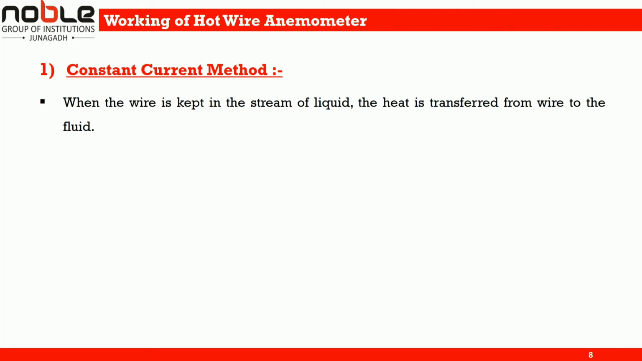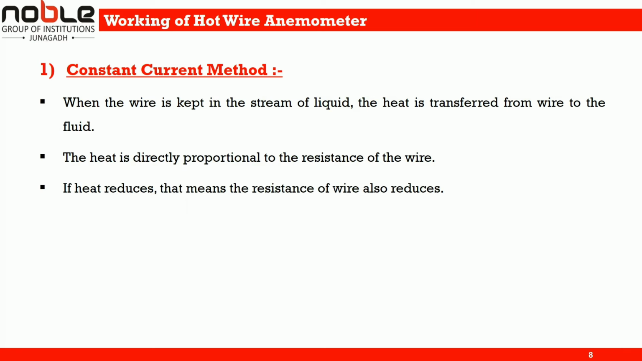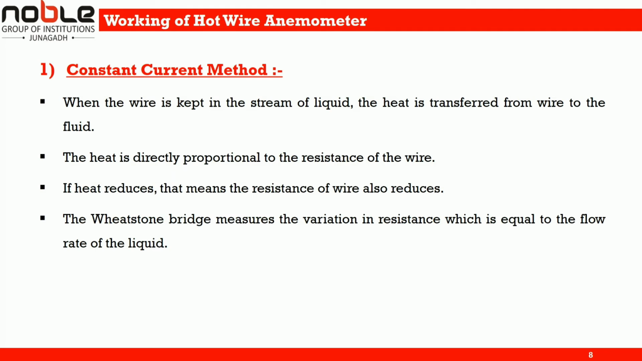So when the wire is kept in the stream of liquid, heat is transferred from the wire to the fluid. The heat is directly proportional to the resistance of the wire. If heat reduces, that means the resistance of the wire also reduces, and the Wheatstone bridge measures the variation in the resistance, which is equal to the flow rate of the liquid.